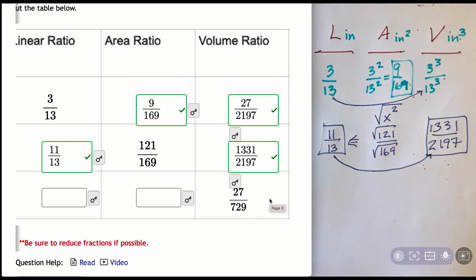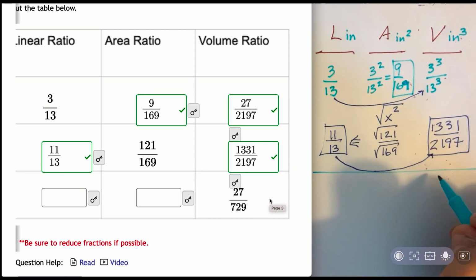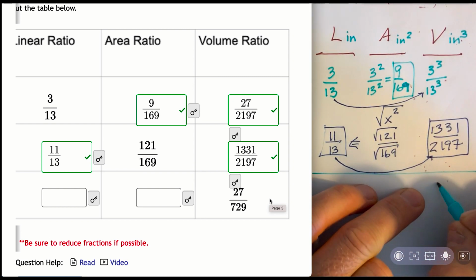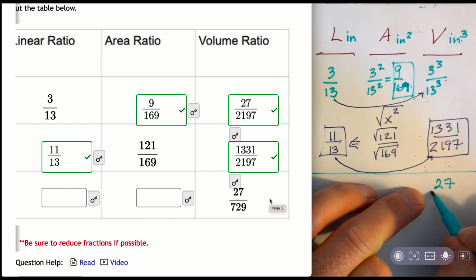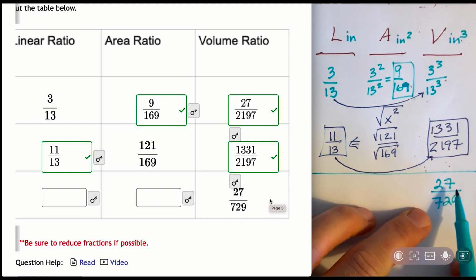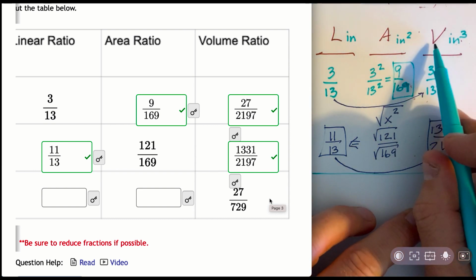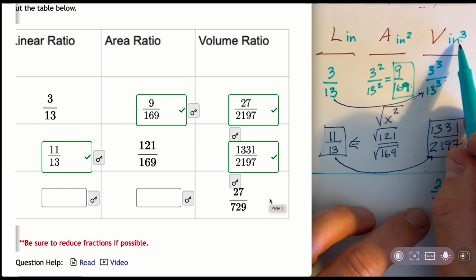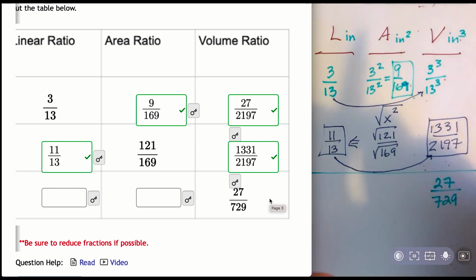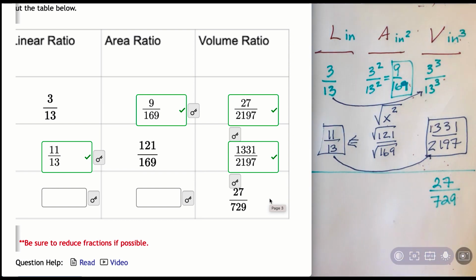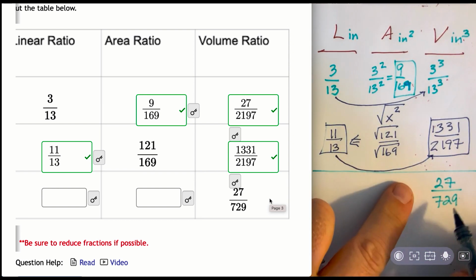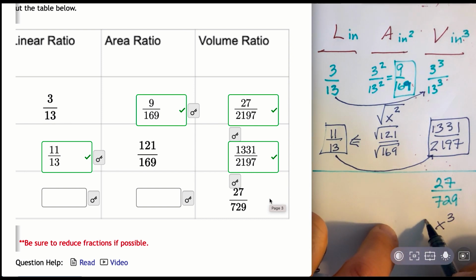So as you start with this last one, I'll make a different color here. If I do this last one, I'm going to start out with 27 over 729. The question about this is, now this is a ratio that's given to you in volume, and volume is always measured in the units being cubed. Now if you're going to get rid of something that's being cubed, just like when you had something getting squared, if you have x cubed, how do you get rid of the cube? That's by doing a cube root.